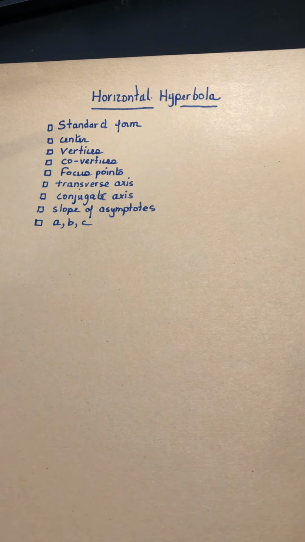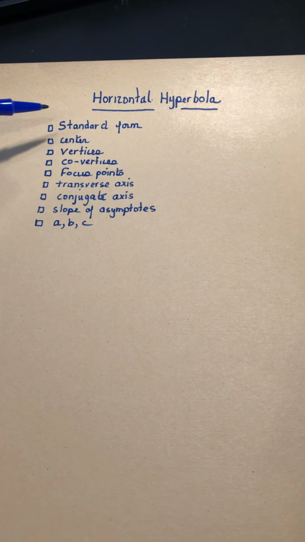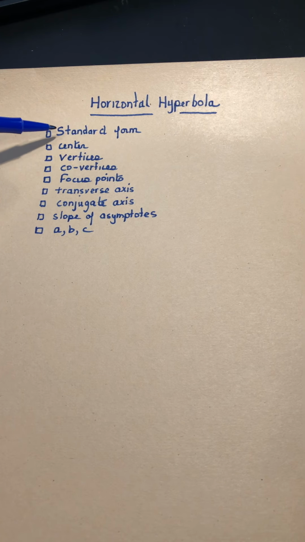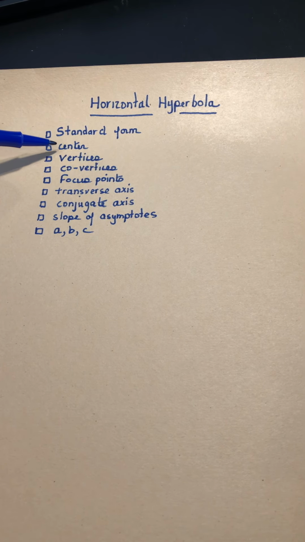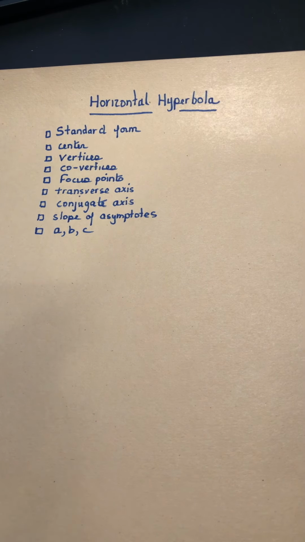So in a horizontal hyperbola, if I could give you a checklist of what you would need to know for a quiz or test, I would say you need to understand standard form, how to find the center, the vertices, the co-vertices, the focus points, and notice that these terms are very similar to what we would find on an ellipse. The transverse axis, the conjugate axis, the slope of asymptotes, and letters A, B, C. Okay, so I'm going to break it all down in a super easy way.